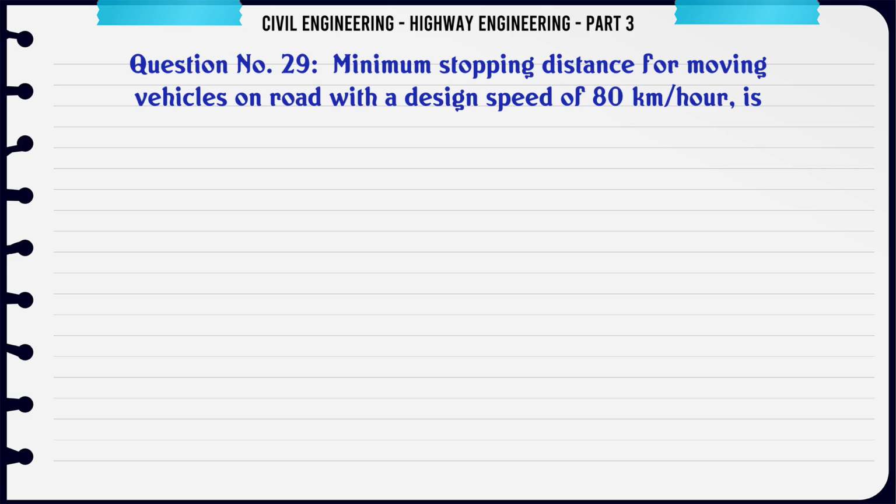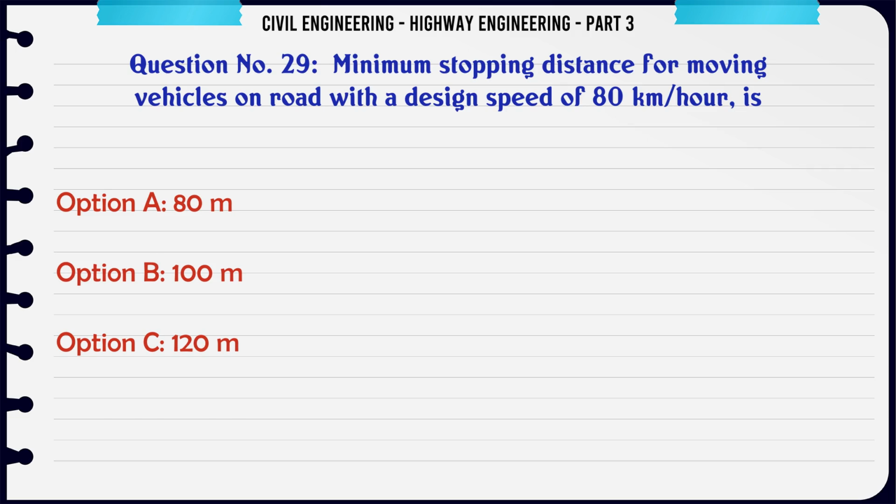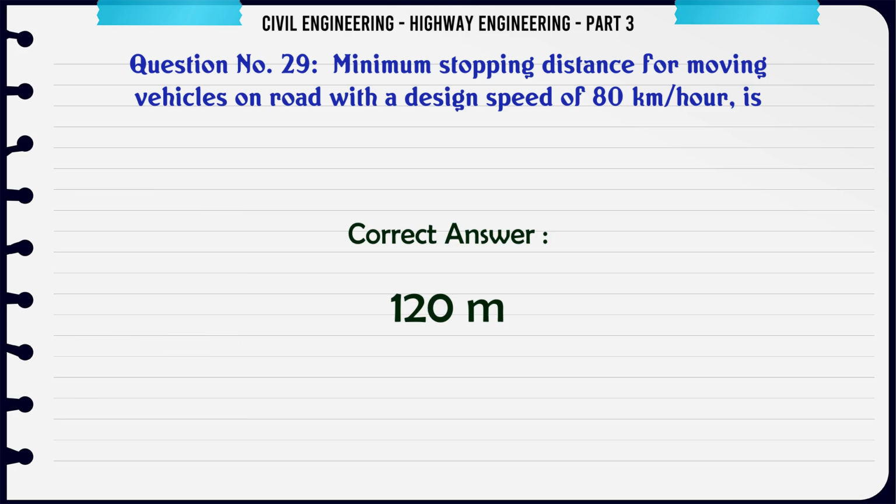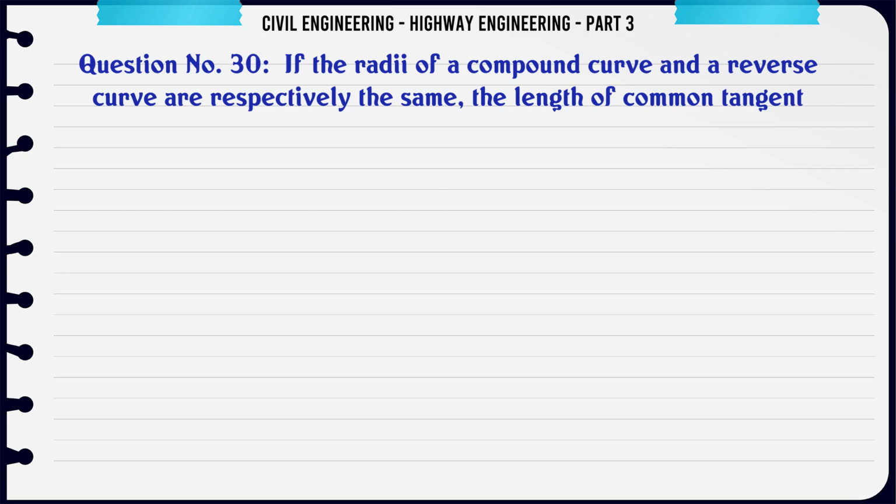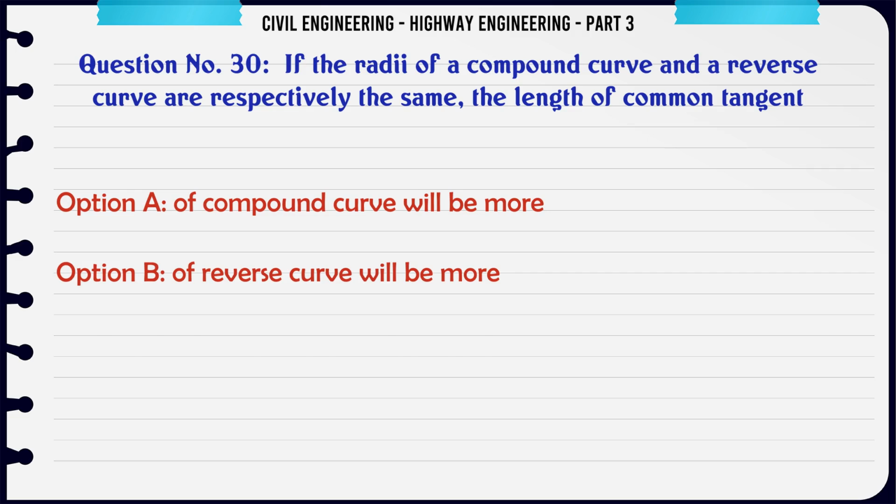Minimum stopping distance for moving vehicles on road with a design speed of 80 km/h is A. 80 m, B. 100 m, C. 120 m, D. 150 m. The correct answer is 120 m.